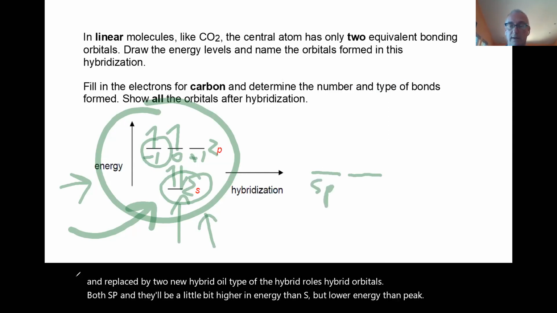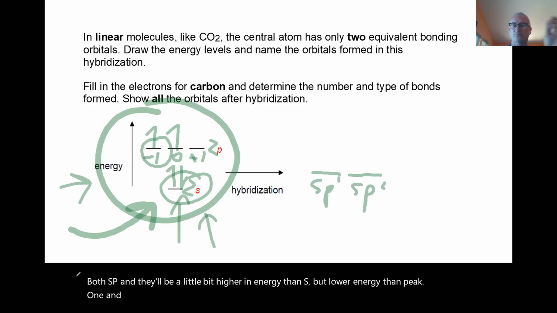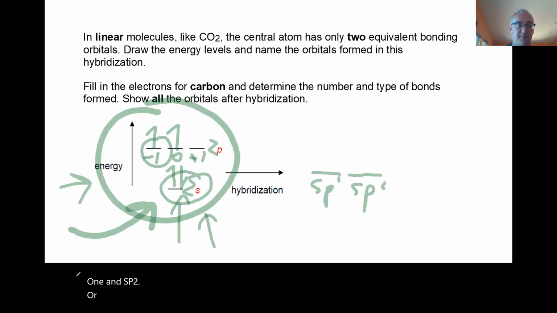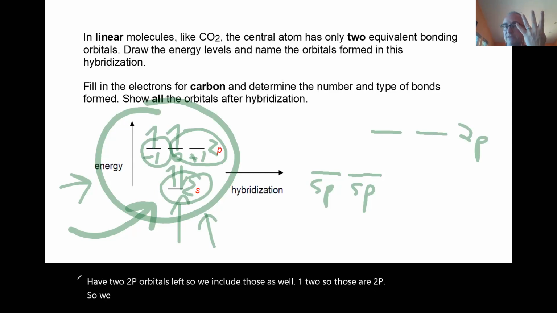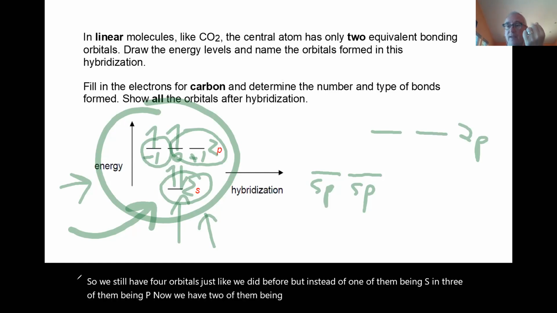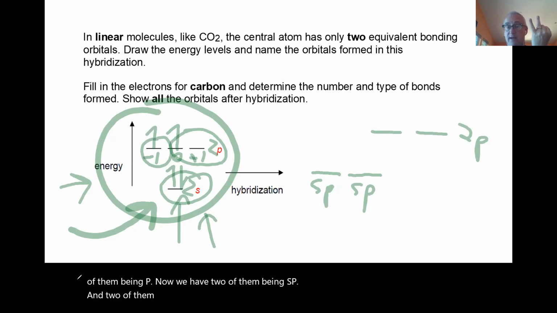sp1 and sp2. Or just 2 sps. They're both sps. So that's a little confusing. They're both sp hybrids. And what do we have left? We still have 2p orbitals left, so we'll include those as well. 1, 2, so those are 2p. So we still have 4 orbitals, just like we did before, but instead of one of them being s and 3 of them being p, now we have 2 of them being sp and 2 of them being 2p, okay?